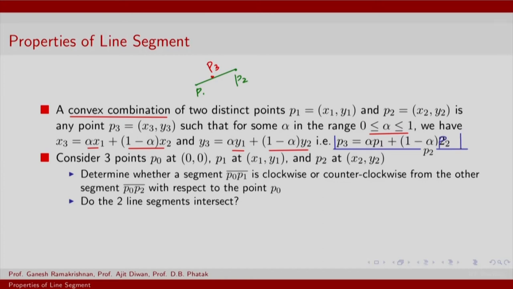So we'll start with the simplest of inquiries. Given points P0, P1 and P2, and let's say for simplicity's sake, we let P0 be just (0, 0). That is, we set P0 to be the reference point, the origin, and our question is whether P1 P0 is clockwise or counterclockwise with respect to P2 P0. And this is how you depict it. As you can see in this figure, P0 P1 is counterclockwise from P0 P2.